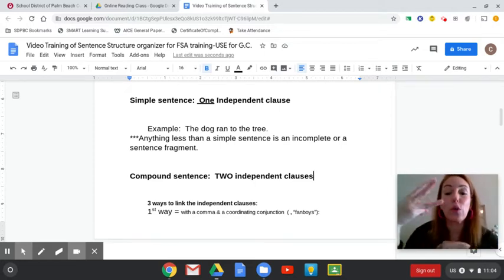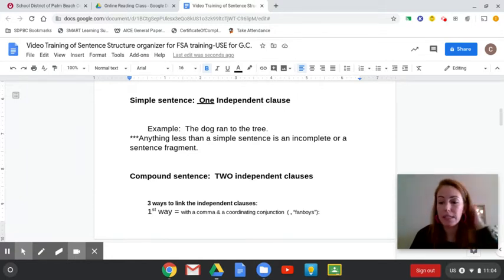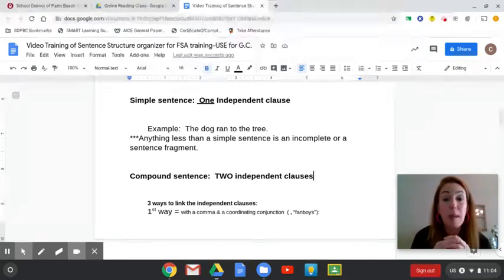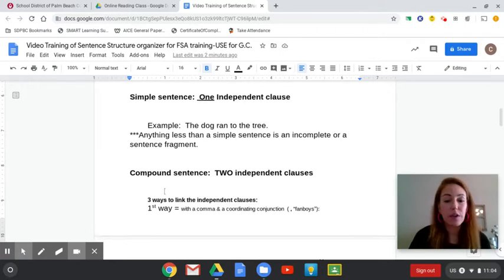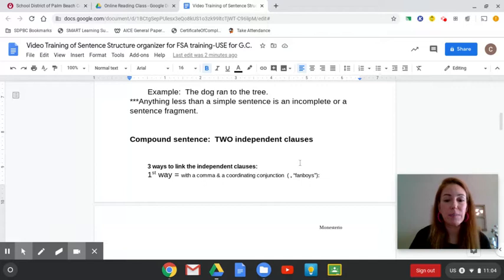There are only three ways to link two independent clauses. You have to have those three ways memorized, especially if you're taking one of the tests like the FSA or SAT, because they're testing your ability to recognize when two independent clauses are not linked properly and how you link them properly. So we're going to learn the first way. It says three ways to link independent clauses. The first way is with a comma and a coordinating conjunction.